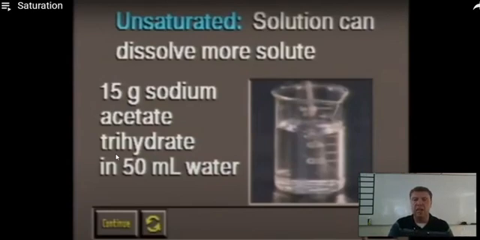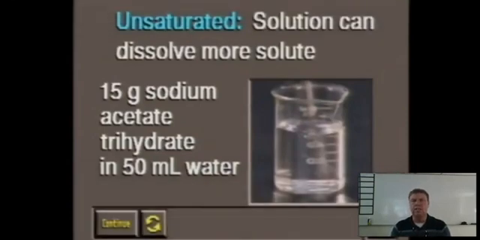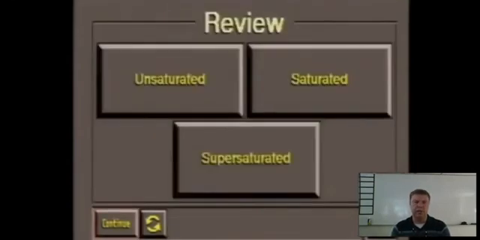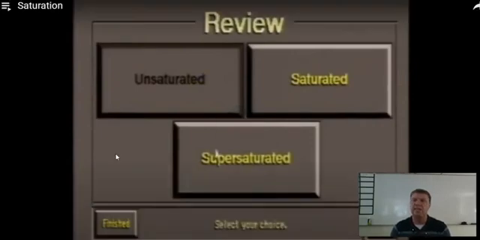Okay, that's unsaturated. Now the next term, they're going to use that same compound, but they're going to do something different with it. This time they're going to take a saturated solution. Now maybe you've heard this word before. We hear the word saturated when we talk about fats that are in our diet, unsaturated fats and saturated fats. Okay, one of them's good for you, one of them's not good for you.